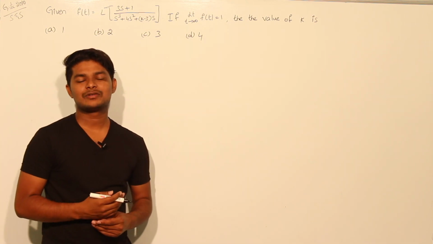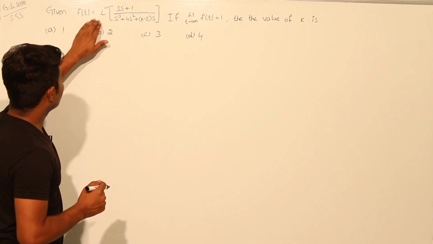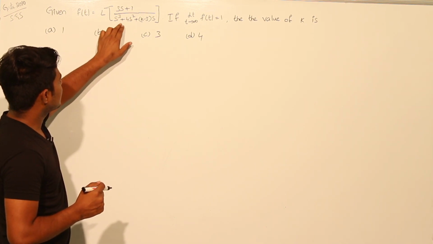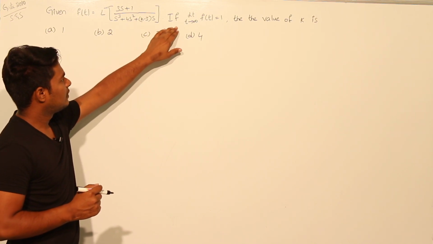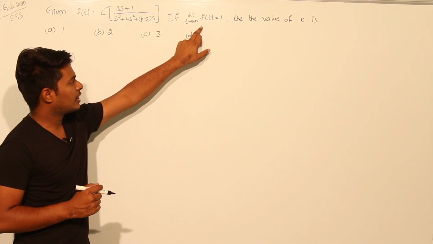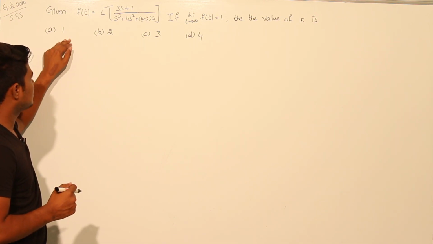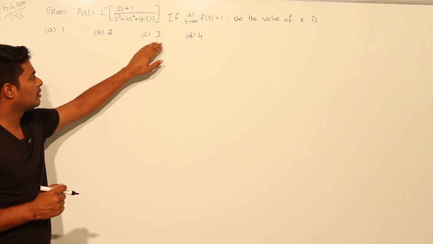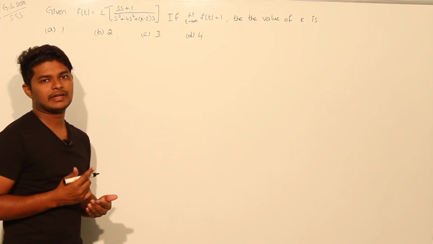Let's see this question. This question is asked in GATE 2010 in the subject Signals and Systems. Given f of t equal to inverse Laplace of (3s plus 1) by (s cube plus 4s square plus (k minus 3) into s). If limit t tends to infinity f of t equal to 1, then find the value of k. The options are k equal to 1, k equal to 2, k equal to 3, k equal to 4. We need to find the value of k for the given expression.